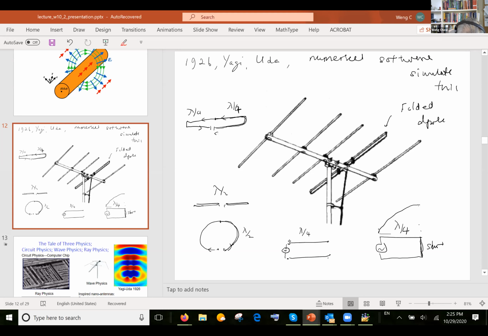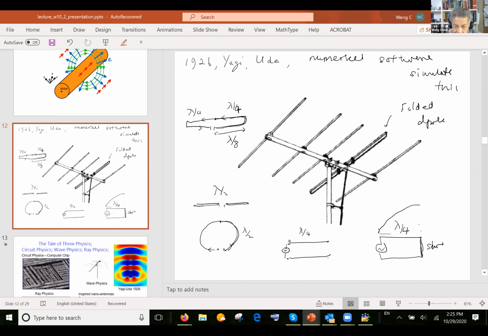Which means that this thing can be lambda over 8. So you can make the dipole half as small by folding it so that it resonates at the longer wavelength, even though the dipole antenna is small. So this is just the physics of a folded dipole.